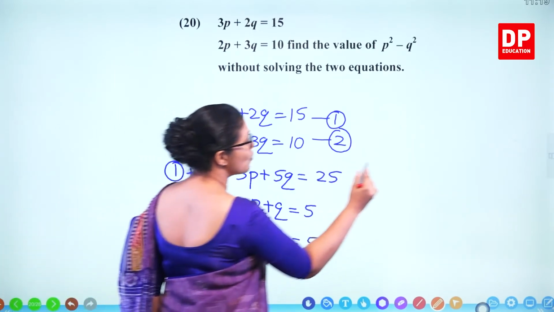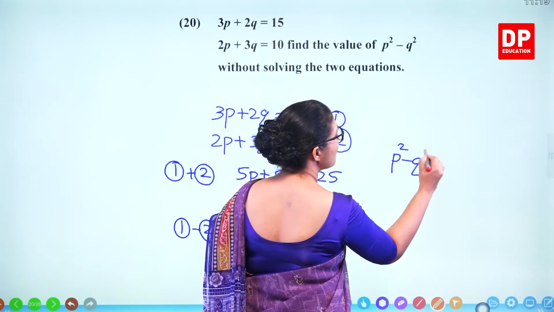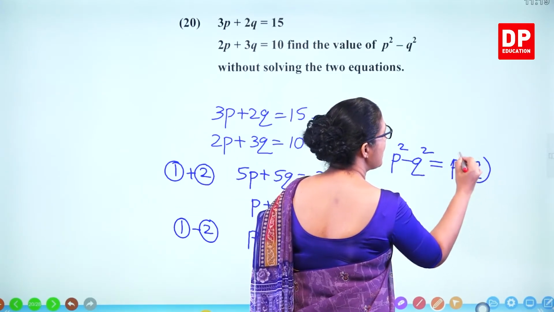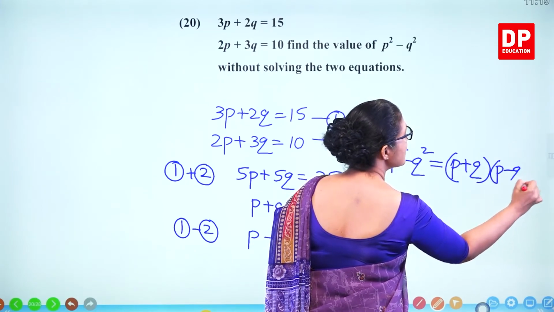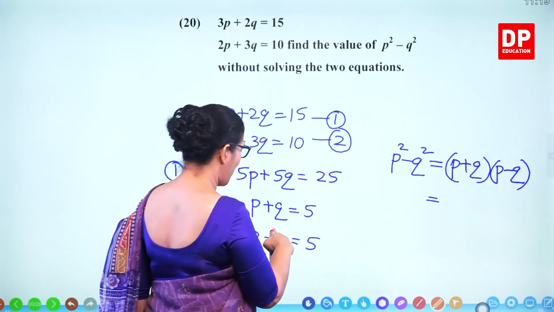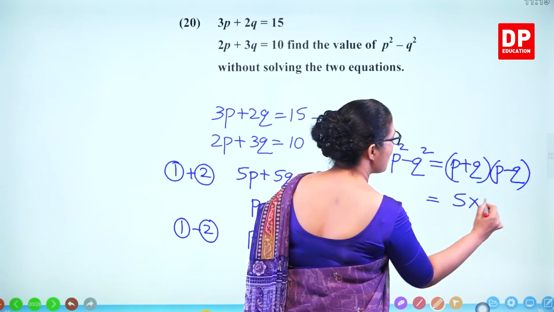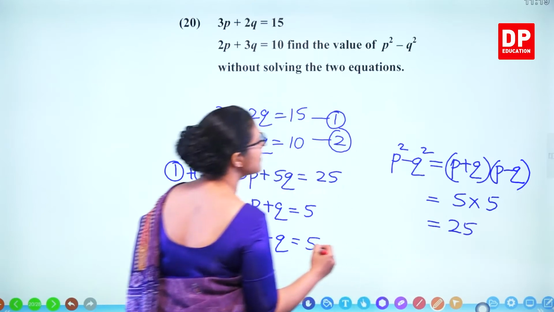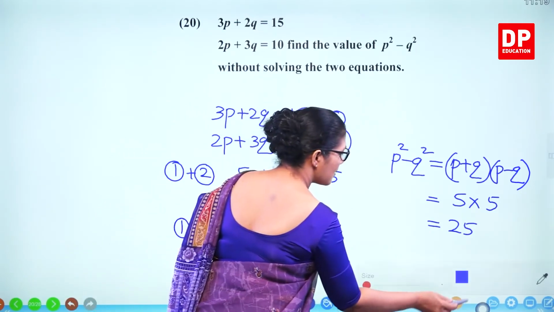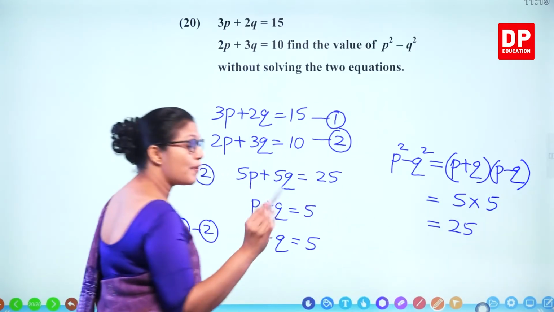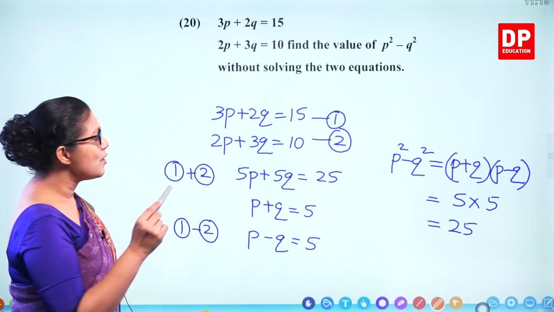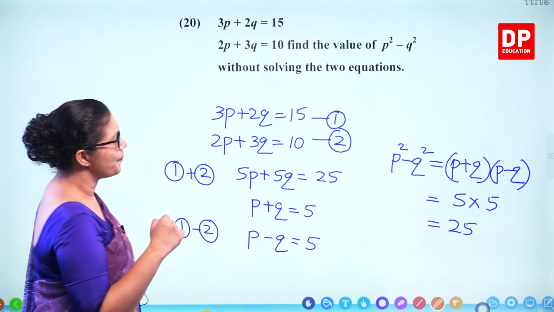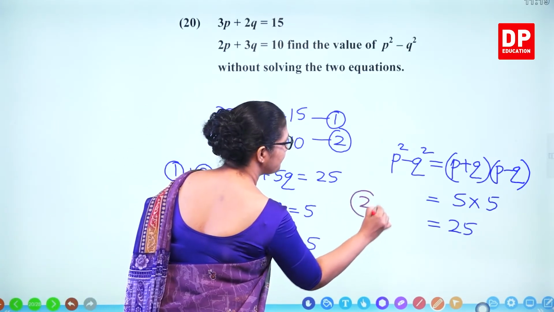We want p squared minus q squared. What's that? Difference between 2 squared terms. You can write it as p plus q times p minus q. Now can you see? p plus q is 5, p minus q is 5. So you get 25 as the answer. So without finding p and q values separately, we can use p plus q and p minus q. So 2 marks for that.